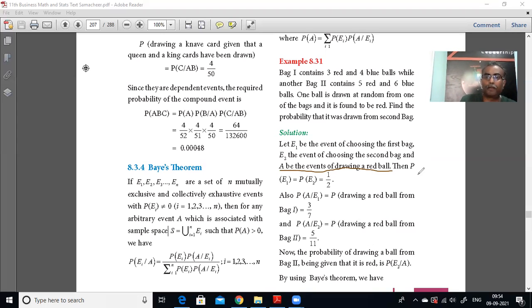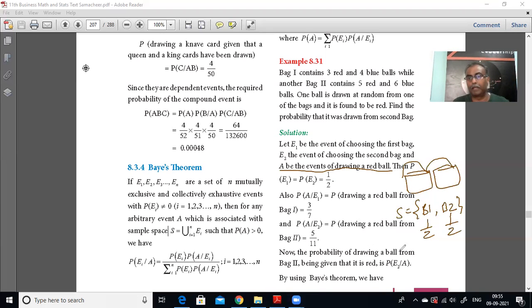Then now you see P of E_i. There are only 2 bags. Let us say this is bag 1 and this is bag 2. Between these 2 bags, this is the sample set, bag 1 and bag 2. So what is the probability of choosing bag 1? Half. What is the probability of choosing bag 2? Again half. That is why he has given either you can choose. So how you get it: n of choosing bag 1 by n of S, that is equal to 1 by 2. Like that, n of choosing bag 2 by n of S, again 1 by 2. This is how you have to understand that.